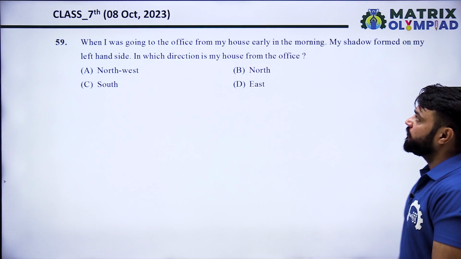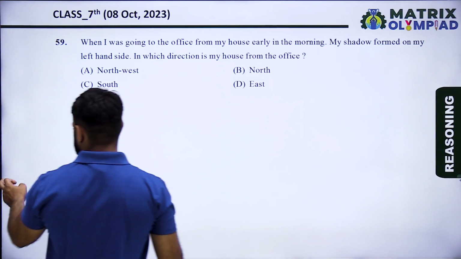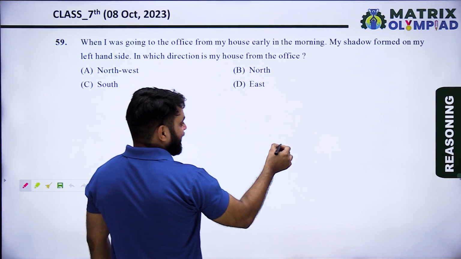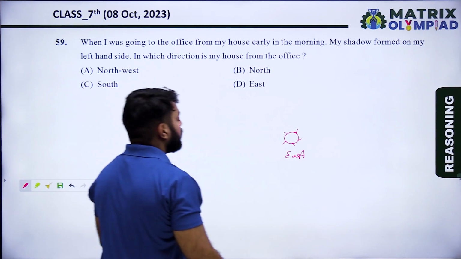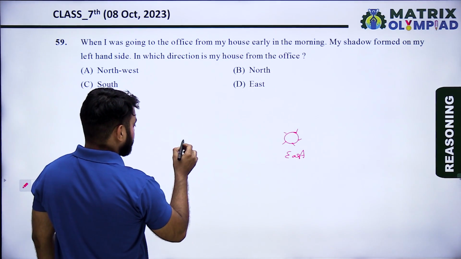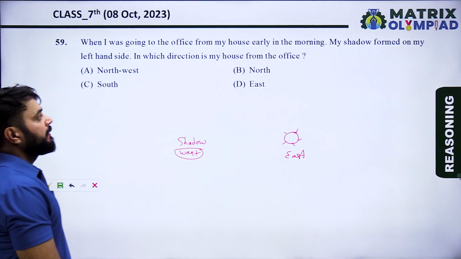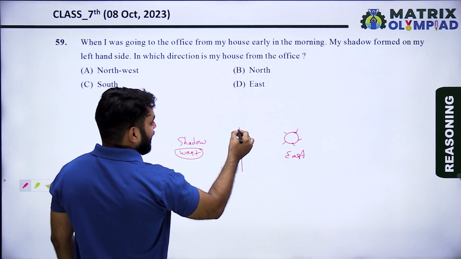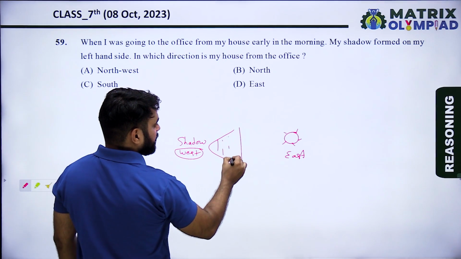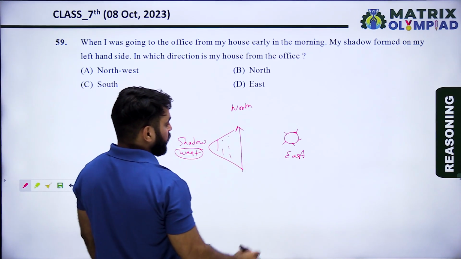When I was going to the office from my house early in the morning, my shadow formed on my left hand side. In which direction is my house from the office? Okay, the sun is in the east direction in the morning time, and the shadow is formed towards the west direction. My shadow is formed on my left hand side. So I was going in the north direction.